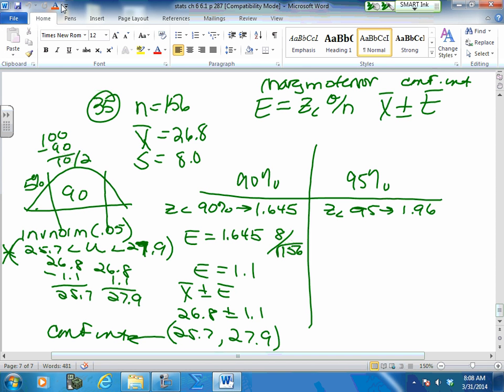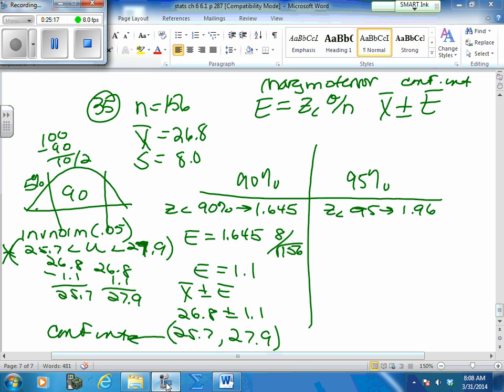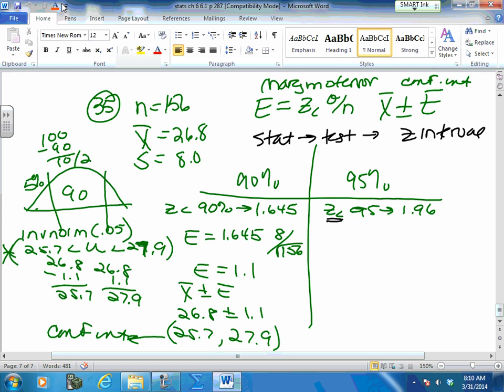If I say I want it to be exactly 26.8, chances are I'm not going to hit that point. You told me it was better to hit an interval than it was to hit one exact point. Now, do the same for the 95. Take a minute, and I want you to walk through this same data. Okay, so, margin of error formula. 1.96. What else? 8 divided by square root of 156.